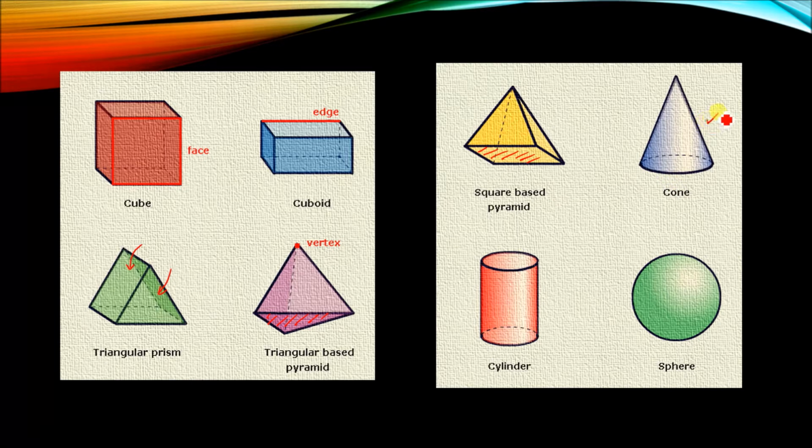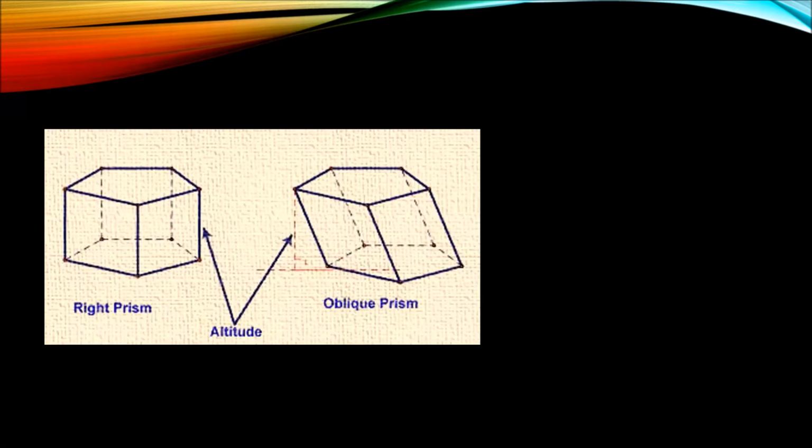This, of course, is a cone, which is not a polyhedron. And this is a cylinder, which is also not a polyhedron. A sphere, by far, is the ultimate anti-polyhedron; of course, it's not a polyhedron. Now, slanted prisms are called oblique prisms. Now, straight prisms are called right prisms.